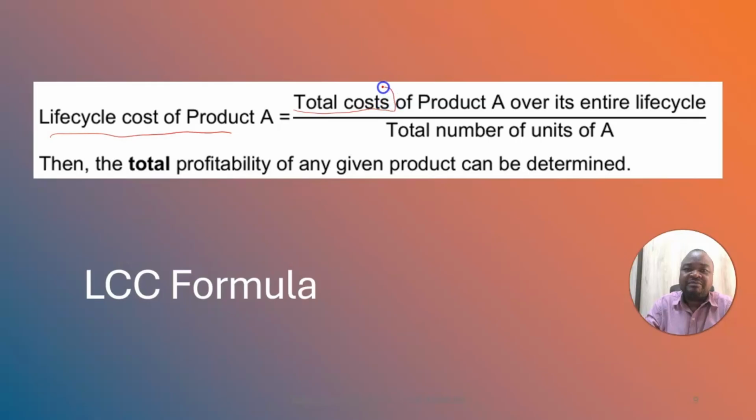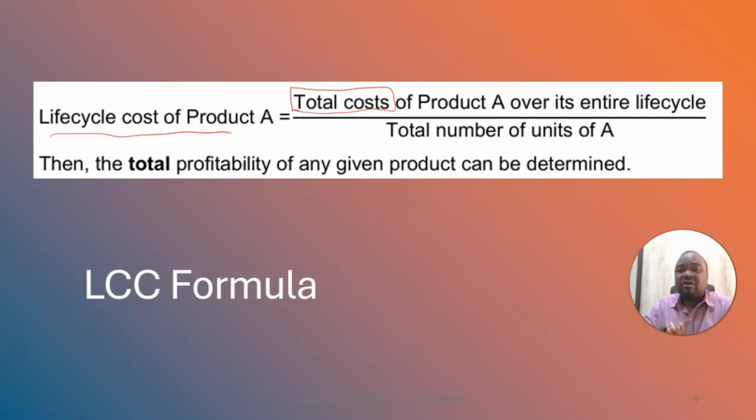Bear this in mind: total costs. We're not looking at just costs in a particular year or costs of a certain type, but all the costs involved in making or manufacturing this particular product. Remember, we are also looking at those costs which were incurred before the product was launched, for example, the research and development costs. They're also part of this product. Even after the product has been phased out, there are what are called end-of-life costs. They are also going to be considered.